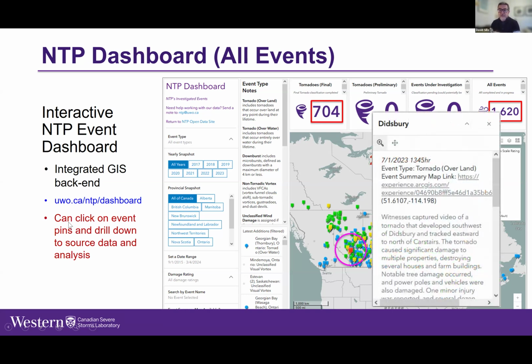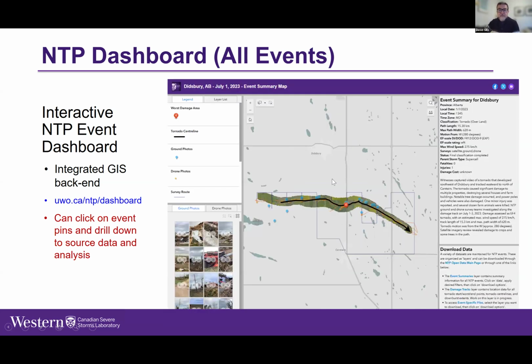So this is the Didsbury tornado. So you get a description of that event plus the link. And if you go to the link, then you get the event summary map, which gives you all the photos, all of the drone imagery along the track, the actual center line that was assessed, where the worst damage was, what the rating was. That's a 4 there, so an EF4. And you can zoom in and click on any of the data that's there to see all of the source imagery.